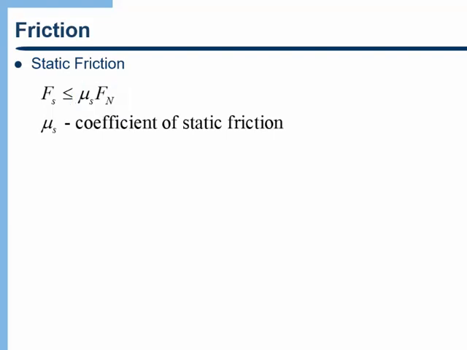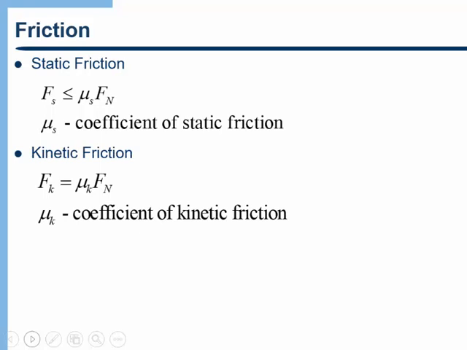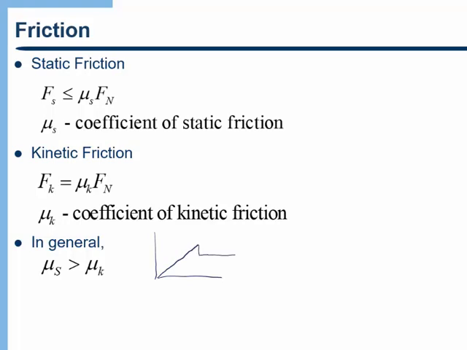Now, kinetic friction is pretty constant. So once the object is moving, the friction is basically the same. And so for kinetic friction, we have an equal sign in the formula. And again, we have this coefficient of kinetic friction. In general, the coefficient of static friction is greater than the coefficient of kinetic friction. And that's why in the graph we just talked about, we saw the friction increased until the object started to move, and then it went down a little bit and was constant after that. So the coefficient of static friction is generally greater.